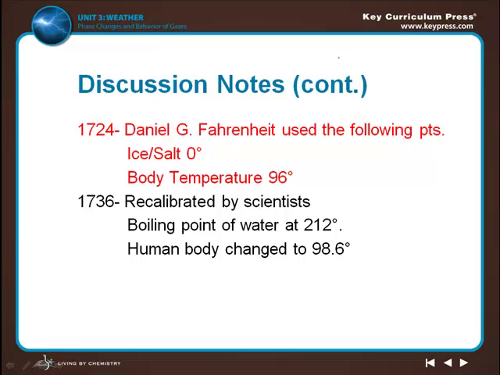Fahrenheit used ice and salt as his 0. He used body temperature as 96. In 1936, his original thermometer was recalibrated by scientists. The boiling point of water was at 212, and the human body went up to 98.6 instead of 96. Maybe he just had a cold day, or he didn't do it quite right. The ice-salt mixture was at 0 degrees for Fahrenheit. Now, Fahrenheit is used in America because he was the first to discover the thermometer.